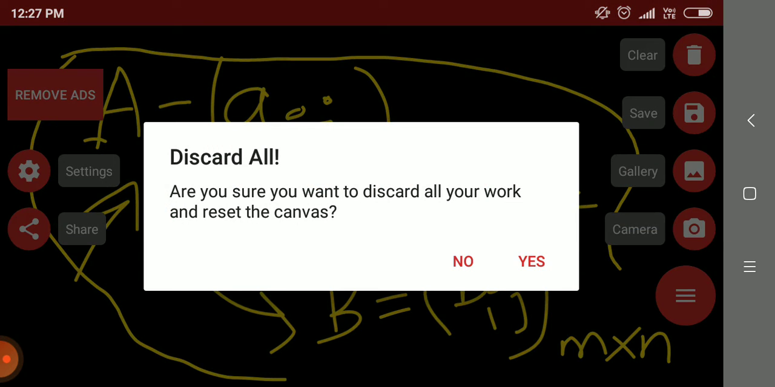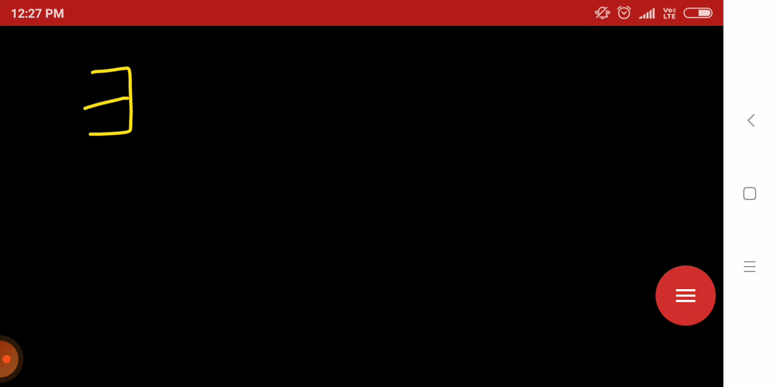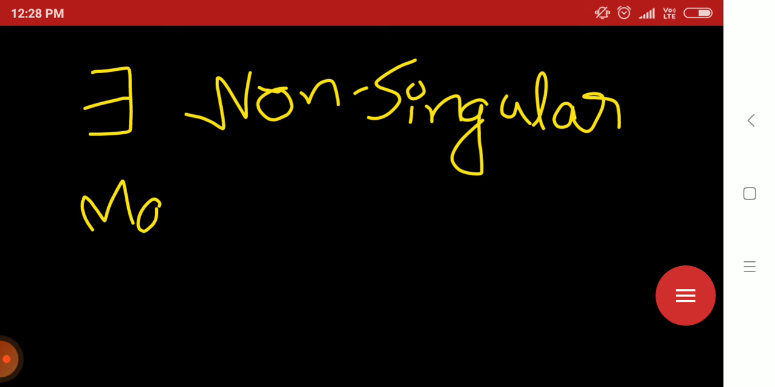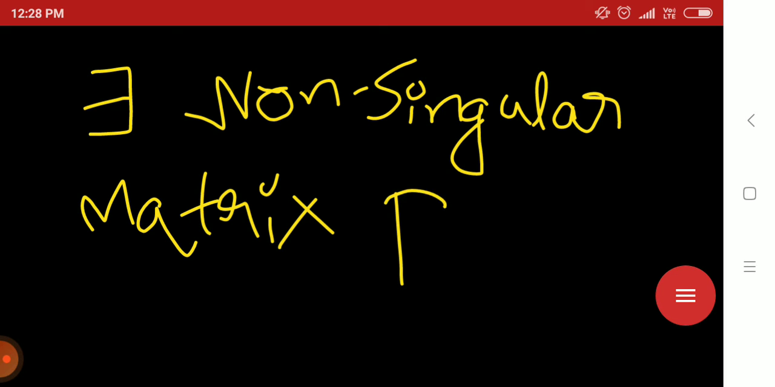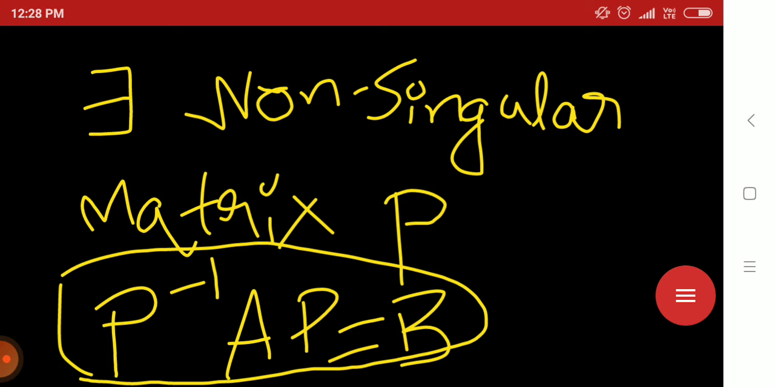Here A and B will be similar if there exists a non-singular matrix P, such that P inverse AP equals B. Then we can say that A and B are similar matrices.